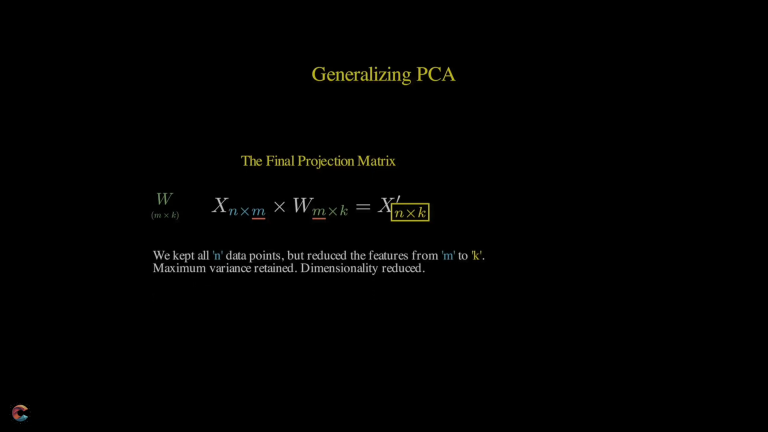We will arrange the eigenvectors corresponding to these k eigenvalues in a matrix W. We will then multiply our original data matrix with this W to get a new distribution with at most k important features. Note, we kept all n data points but reduced the features from m to k with maximum variance retained. Hence our dimensionality is reduced. So I hope you understood PCA well.